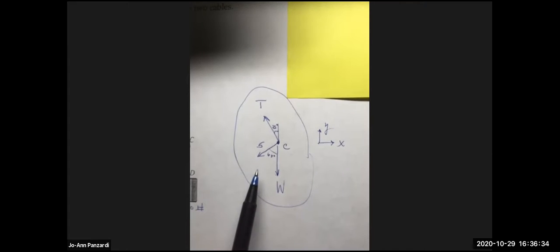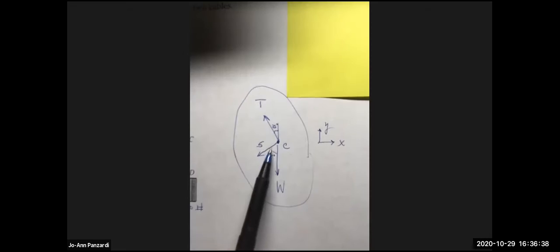Static equilibrium. What is that supposed to be? It's a strut. It's just another force. Which way does S have to go? Down to the left or up to the right to balance this off? Up to the right. How come? To balance out the weight.